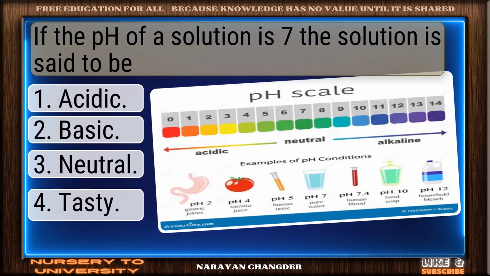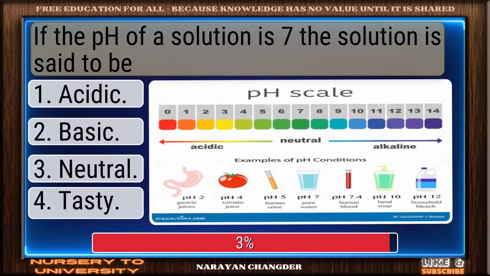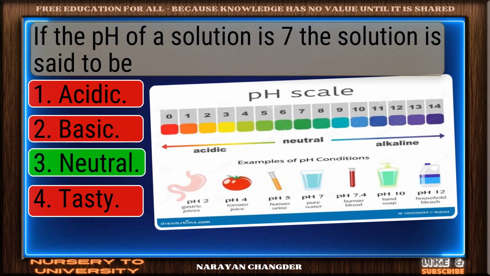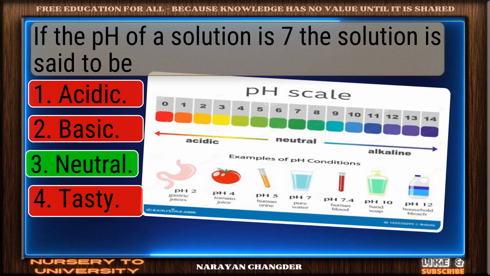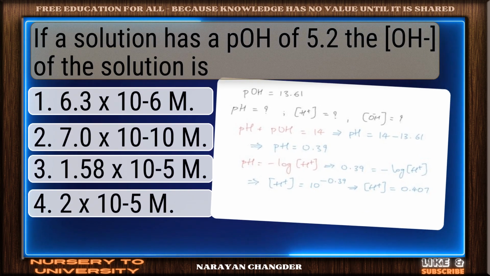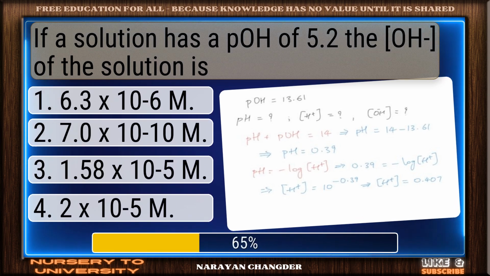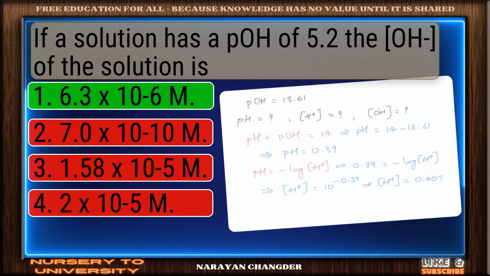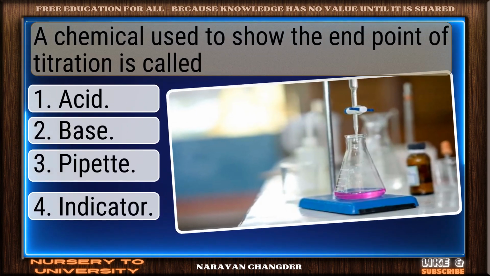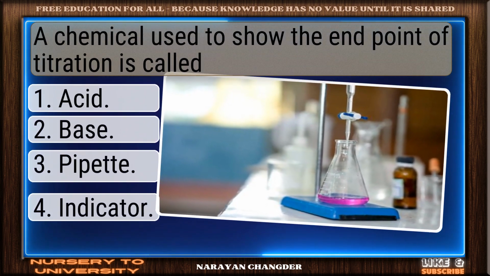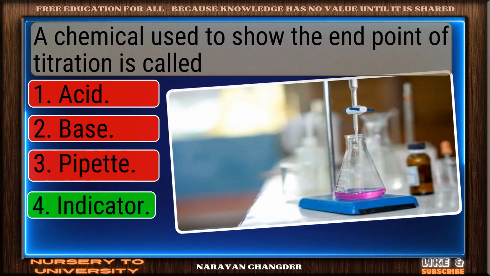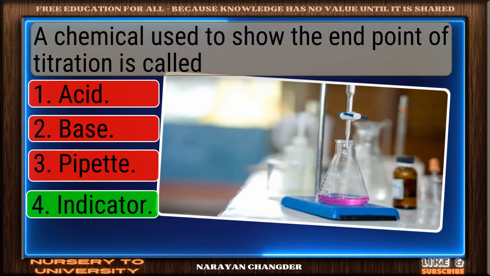If the pH of a solution is 7, the solution is said to be. Exactly. Neutral makes sense, and it is the right choice. If a solution has a pH of 5.2, the solution is. Correct response, 6.6 is the most accurate answer. A chemical used to show the end point of titration is called. Good thinking. Indicator is the right answer.